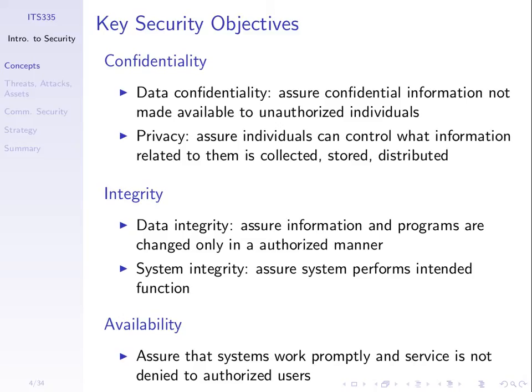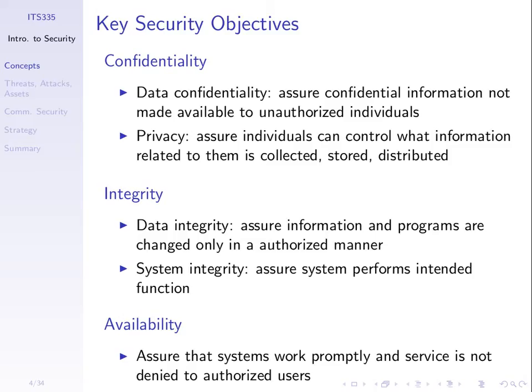Integrity: we've got two different types of integrity here. Data integrity is making sure the information is only changed as it is allowed to be changed, or another way to say it is that the information is not changed without your permission. An example is if you want to send a file or send an email across a computer network. For data integrity, the file that's received at the destination should be the same as the file that you sent. If it's modified along the way, then we haven't maintained the integrity of the data. Something's been changed in an unauthorized manner.